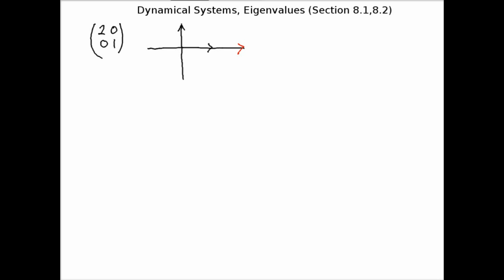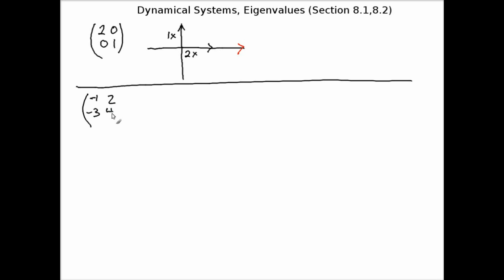So one way to think of these eigenvalues and eigenvectors is that this matrix, when it acts on R2, stretches by a factor of 2 in this direction, and it just stretches by a factor of 1 in this direction. It doubles the length of this vector, and it keeps that vector the same. Now here's another closely related example, which is the matrix -1, 2, -3, 4.